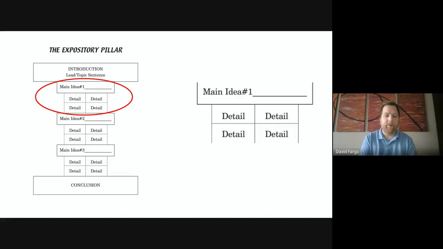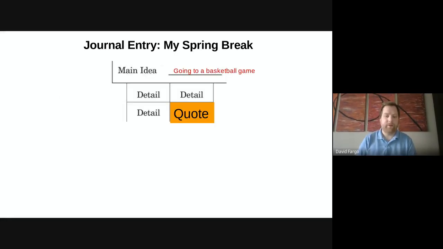So how do we use a golden brick? Remember that in this expository pillar, the area with the red circle around it represents one single paragraph. So your golden brick, your quote, your fact, your description, whatever it might be, you want to make sure that it goes within the supporting details of your paragraph. So let's look at examples. It's kind of confusing to explain without giving examples, but I think once I give you some examples, you'll see that it's fairly straightforward.